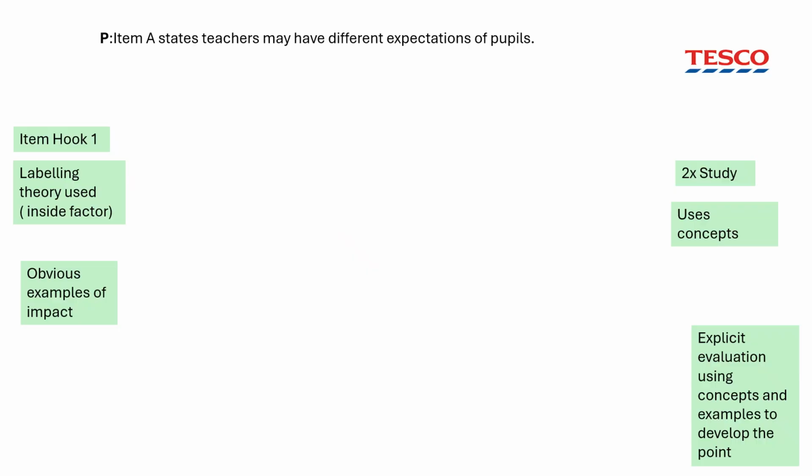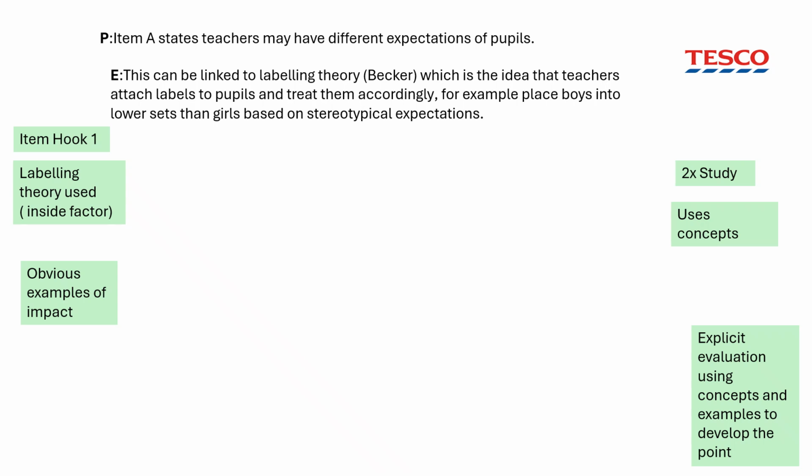Okay, let's have a look at what this student has done to get an A star. The first thing they've done is made it blindingly obvious to the examiner what part of the item they are going to hook onto. So item A states, teachers may have different expectations of pupils. And I tell my students, make sure in the first sentence you quote the item. Now they are going to explain that hook, different expectations of pupils. They're going to link it to theory, they're going to link it to studies and concepts to try, hopefully, to explain gender differences in achievement.